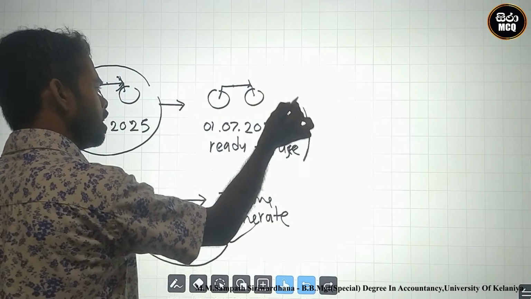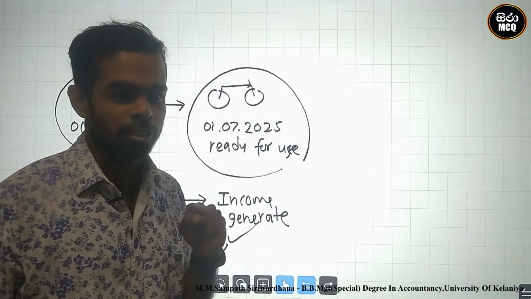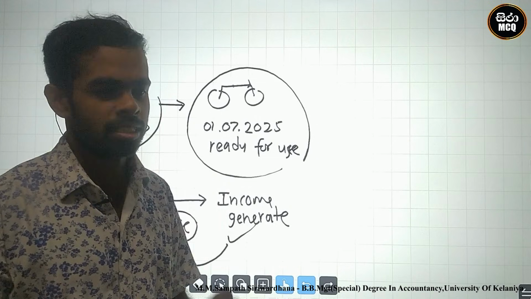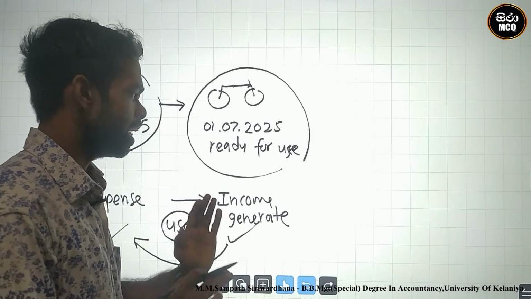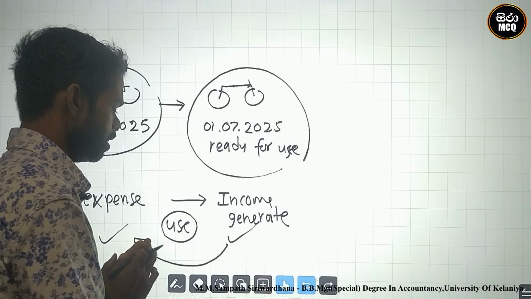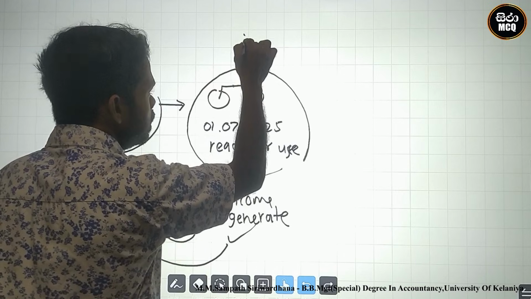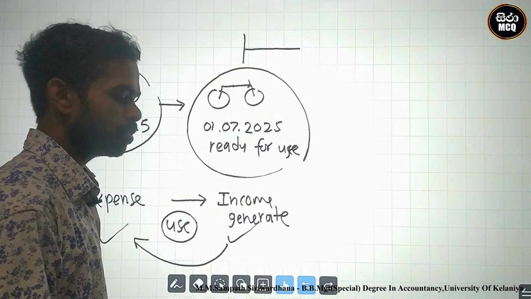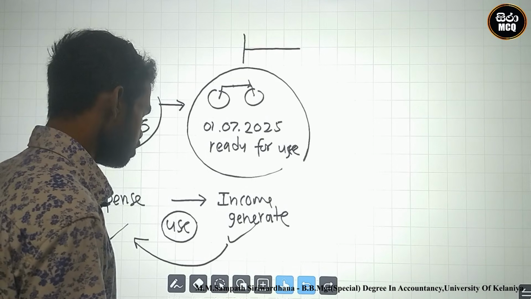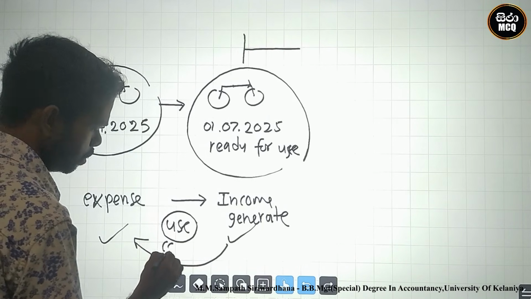At that time you can think that this is ready, and you can write it. This is ready for use. Ready for use means ready to be an income generating unit. At that point you can identify the depreciation starting date as 1st July 2025. Another one: this is a usable condition.